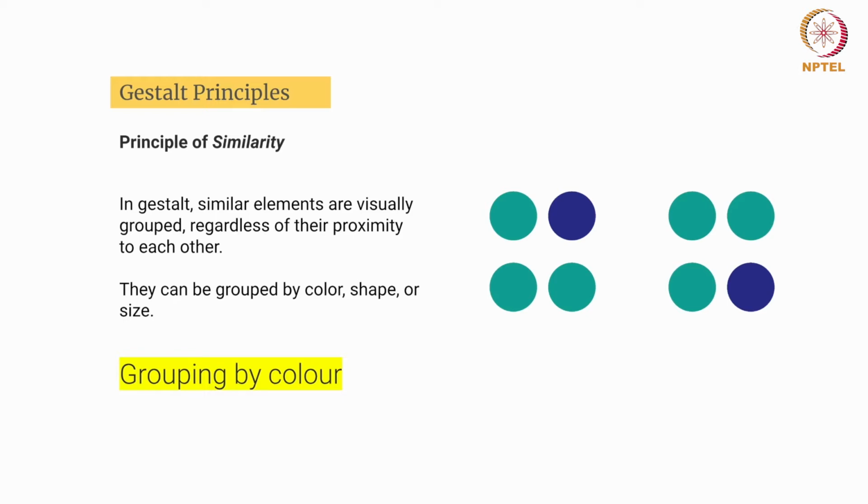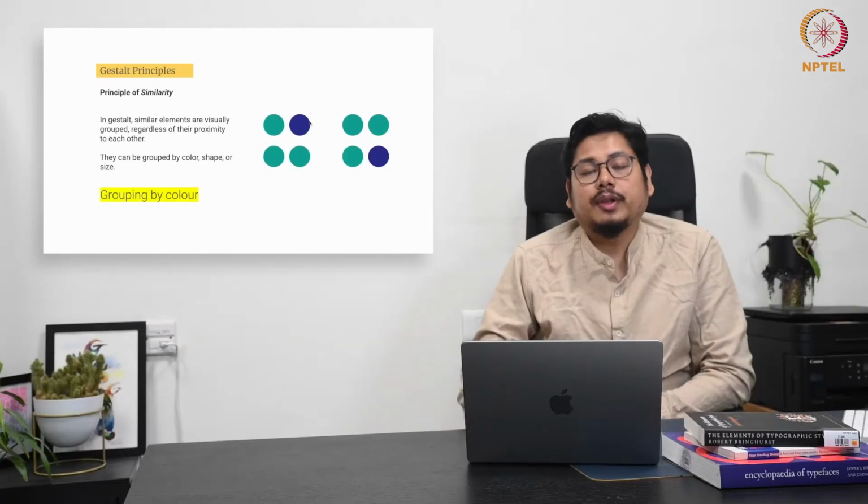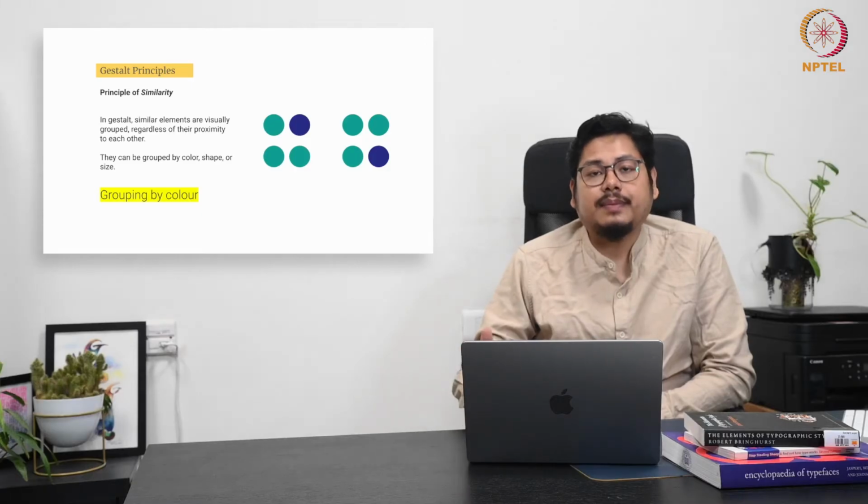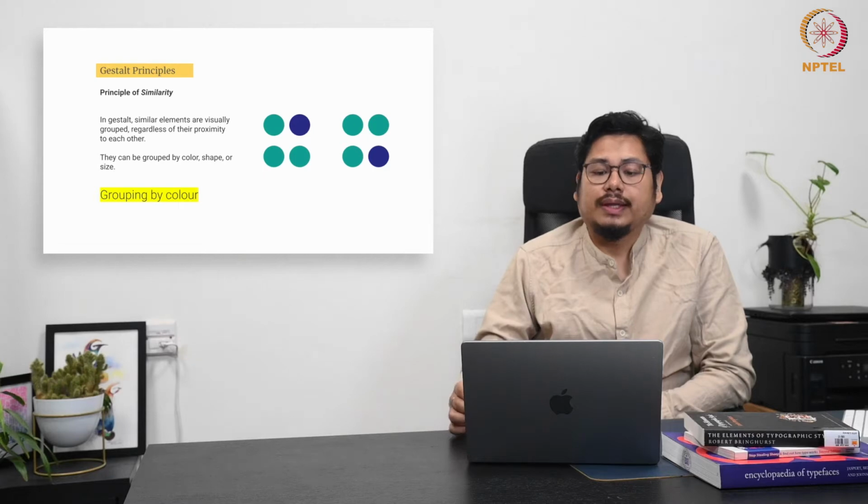If you see here in this slide, in the lower portion, it's mentioned that it's grouping by color. Even though these elements are in different groups, somewhere or the other your brain tends to create similarity based on color. We'll go through different segments of how the principle of similarity can be attained. This example primarily highlights how color plays an important role in the principle of similarity.